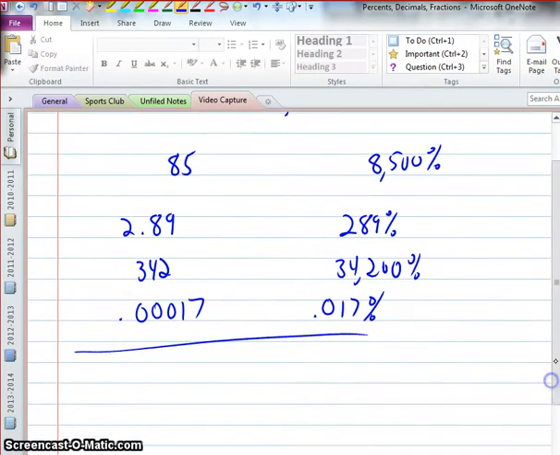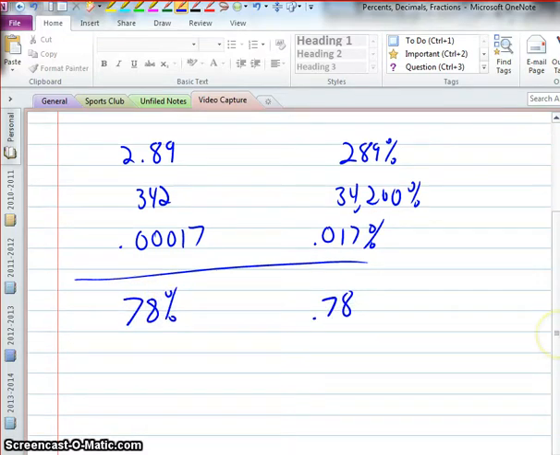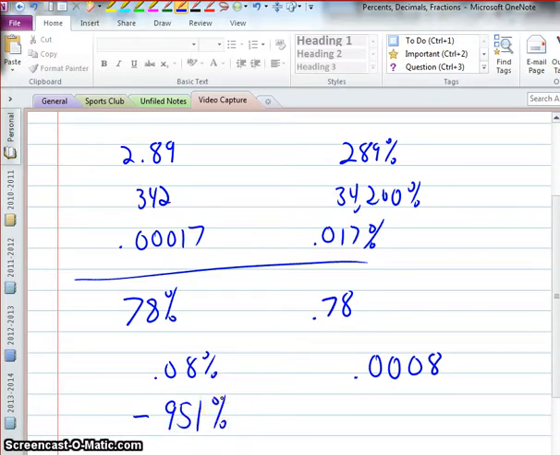If you want to convert from percents back to decimals, well, you're going to be dividing by 100 or moving the decimal place 2 to the left. So 78% becomes 0.78. 0.08%, well, I've got to move the decimal point 2 to the left. That's going to become 0.0008. This works all the same with negative numbers. But 951% becomes negative 9.51.